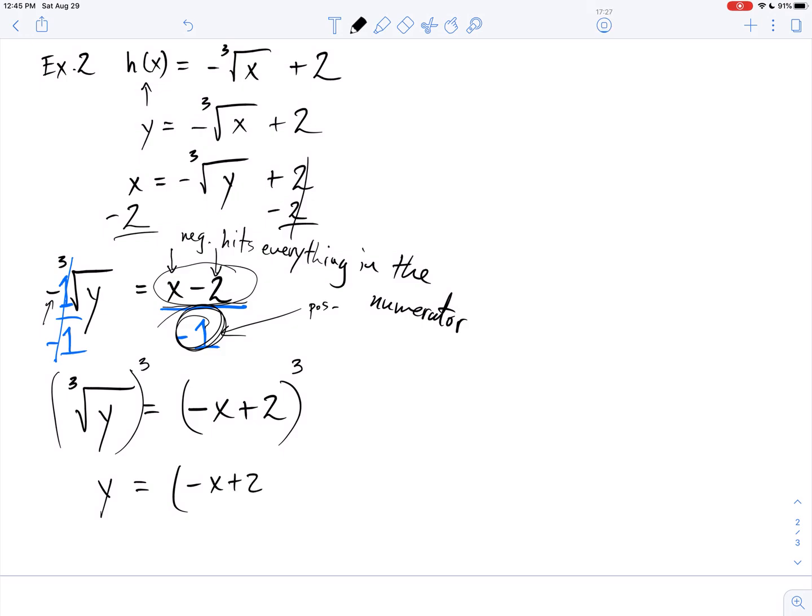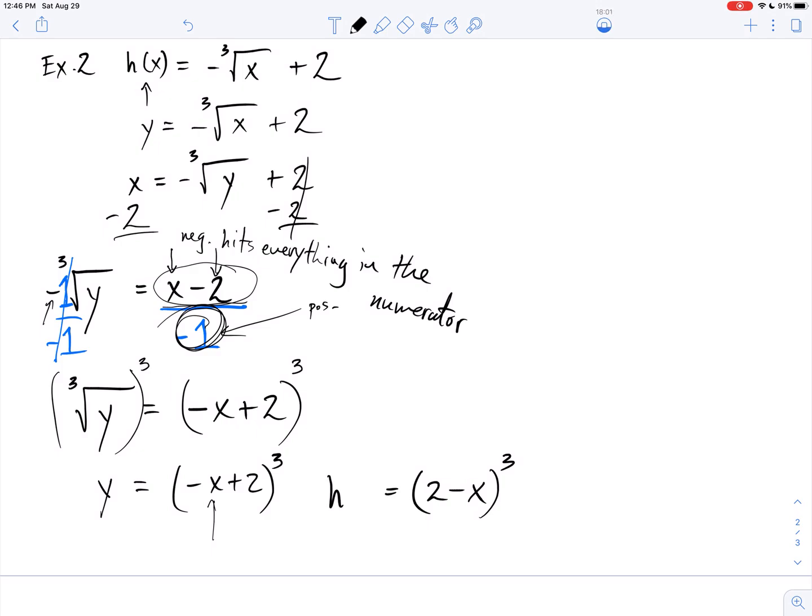-x plus 2 cubed. Beautiful. That is exactly what it's supposed to look like. However, I want you to know that whenever this guy is like -x plus 2, it is very, very common for the book that you're working on to rewrite it this way. They'll say 2 minus x cubed.